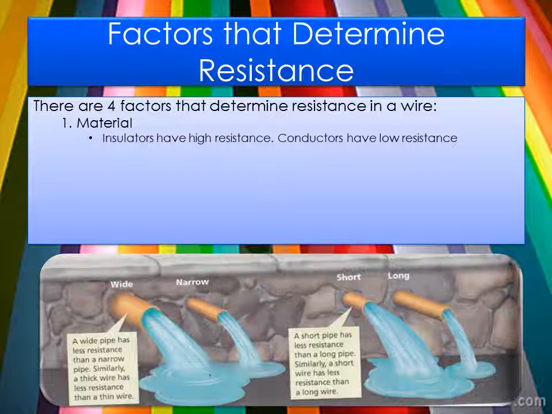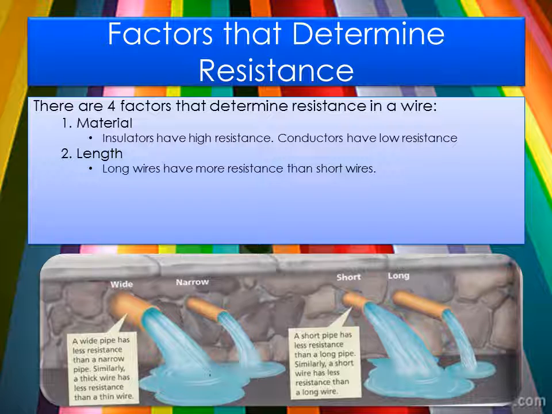So remember, insulators such as glass and wood and plastic are going to have a high resistance. They're going to hold back the flow of charges. It's going to be harder for charges to flow through an insulator. Conductors, like your wire, your metals, have a low resistance, really easily flowing.